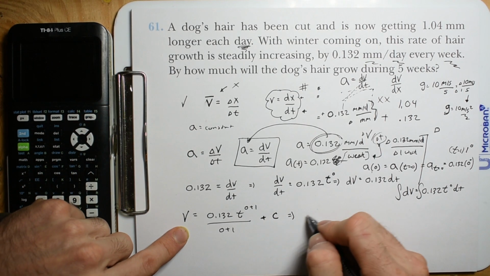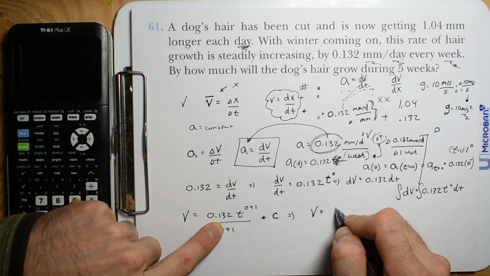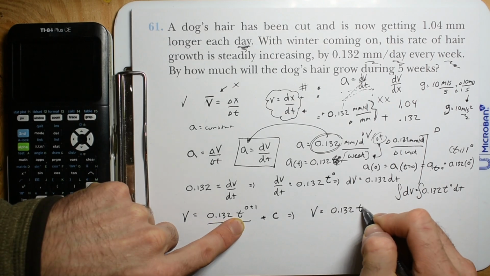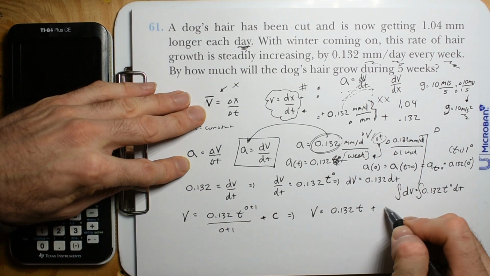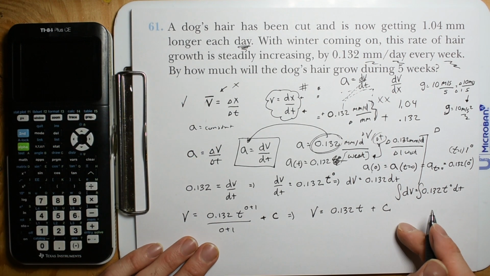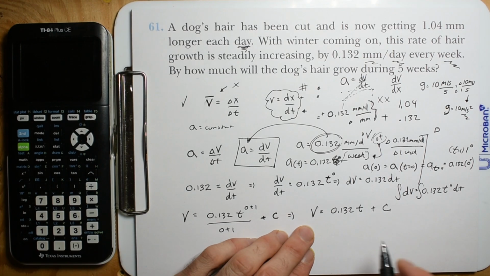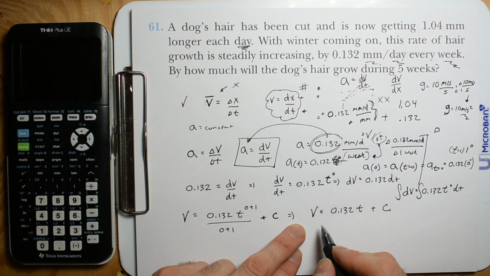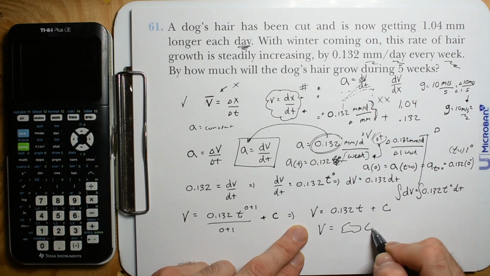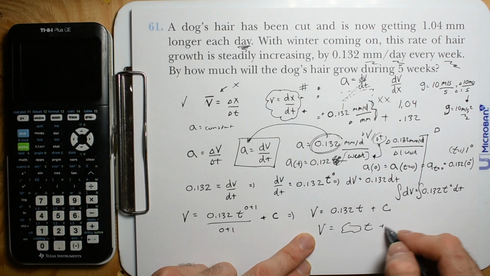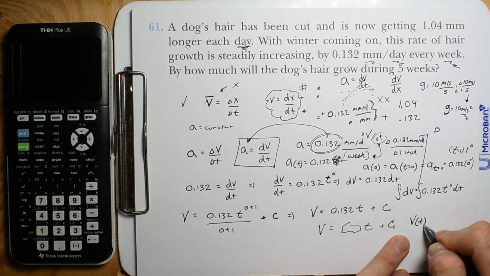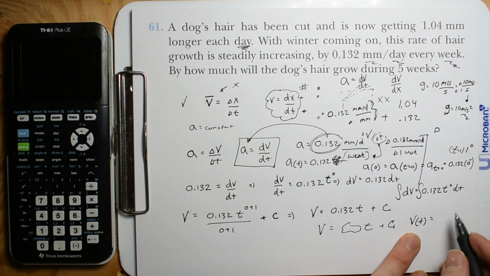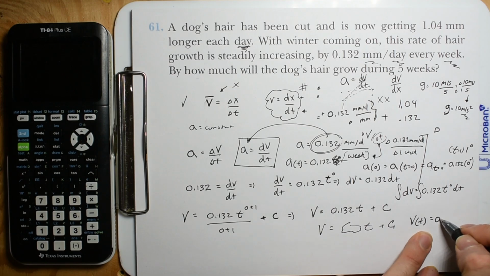All right, so let's simplify this. So we have velocity is 0.132, this is t to the 1. I'm just going to leave the 1 off, and we're dividing by 1. So we're all set. And now it's plus a constant. Now, the other thing that's going to be very helpful: we basically have velocity as a function of time. And we'll get to the constant in a second. So sometimes it's useful to write it like this: velocity as a function of time, 0.132 t plus c.